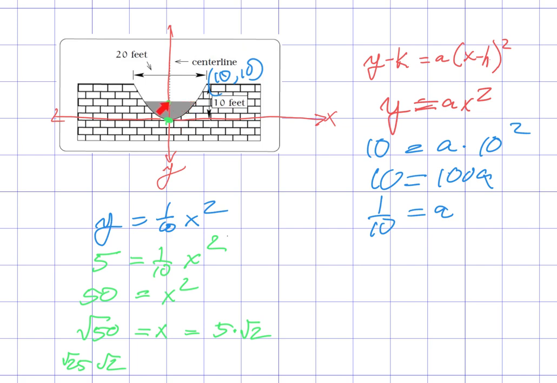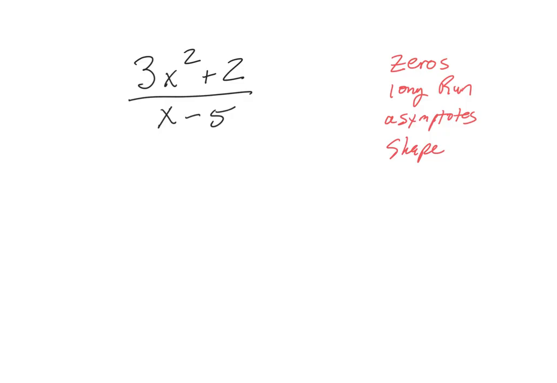So this distance from the center line to the edge is 5 root 2, and the total distance across will be double that. So the width will equal 10 square root of 2. Obviously, you can use your calculator to find that out, but I did this without my calculator, so I'm going to leave it as 10 root 2.